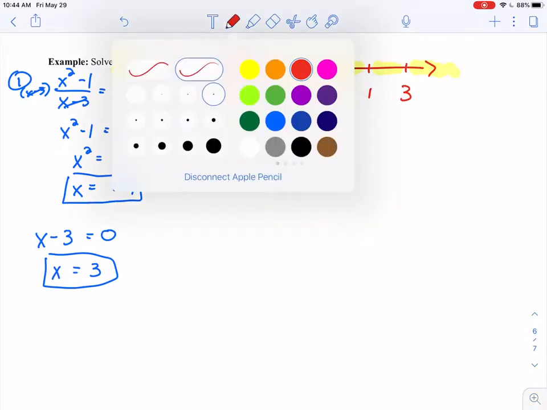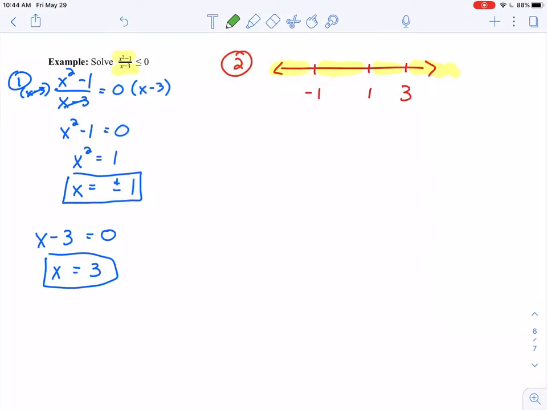So let's start here to the left of negative 1. Maybe I'll think about, how about x equals negative 2? I'm going to take that and plug it into my function. So negative 2 squared minus 1 over negative 2 minus 3. My numerator, I have 4 minus 1 over negative 5 gives me 3 over negative 5. That's a negative number. So my function must be negative over that interval.